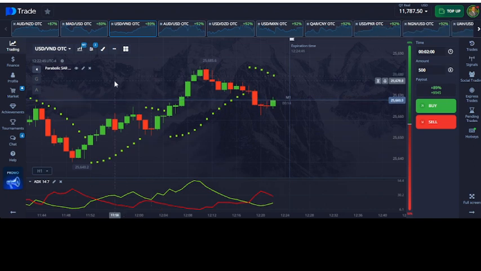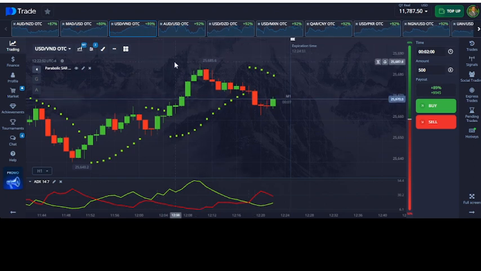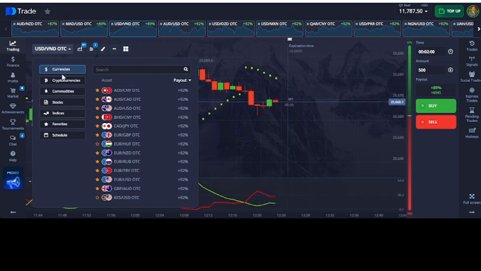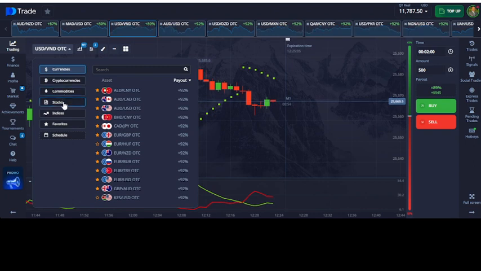So today I'm on the Pocket Option platform, and as I mentioned, I'll be trading OTC currency pairs. It's the weekend, so only OTC pairs are available to trade. If I go into my assets icon here, Pocket Option has various assets available to trade: currencies, cryptocurrencies, commodities, stocks, and indices. Being that it's the weekend, only the OTC assets are available. I'll be focusing on currency pairs here.